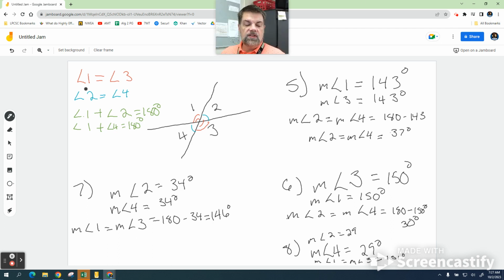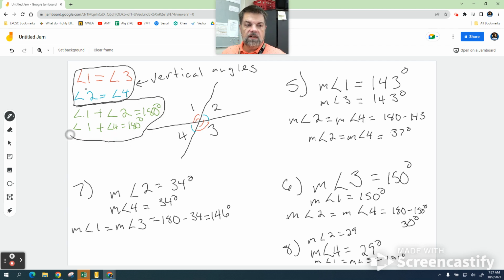All right, so just to recap then, these are known as vertical angles, and vertical angles are always congruent. And these are what we call linear pairs. Because angle 1 and angle 2, if you add those two together, they make one line, right? Angle 1 and angle 4, if you add those together, they make the measure of one line. That's why they're called linear pairs. Okay.